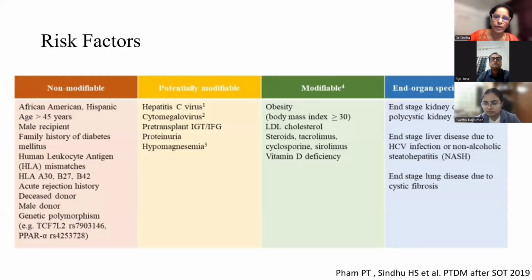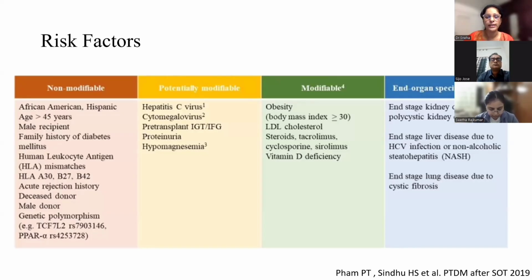Potentially modifiable is a pre-transplant history of hepatitis C infection. It has a 4 times higher risk for PTDM because of hepatitis C virus induced beta cell dysfunction and liver dysfunction. Also pre-transplant cytomegalovirus infection. And pre-transplant impaired glucose tolerance and impaired fasting glucose definitely go on to PTDM, so that should be identified by oral glucose tolerance test.